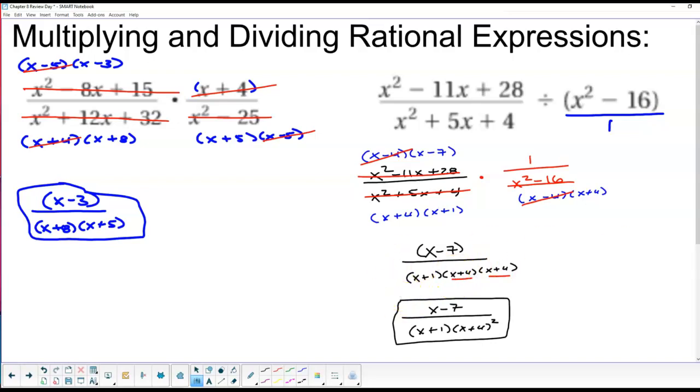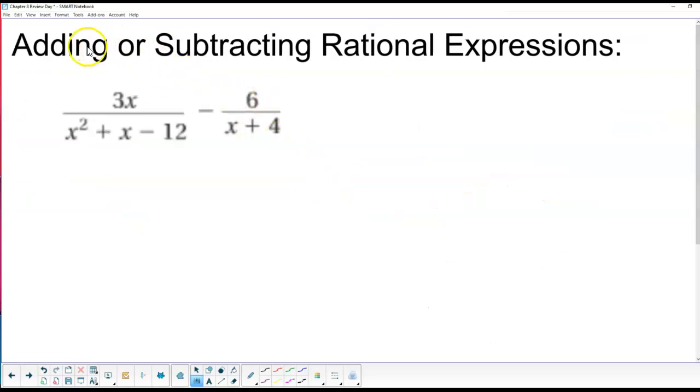All right, you can pause the video, check your answers, and then let's try another one. Add or subtract rational expressions. So we'll pause the video, have you work through this one.